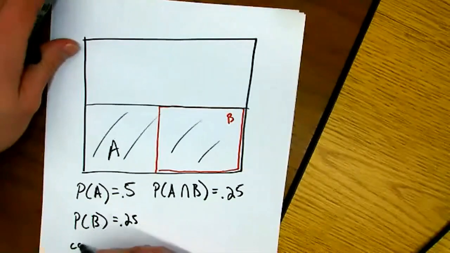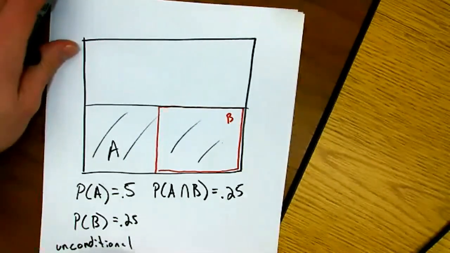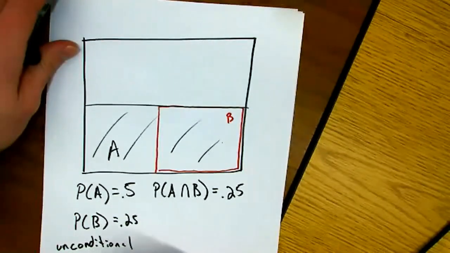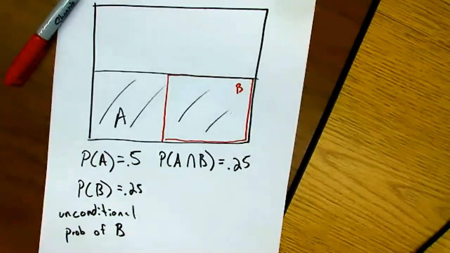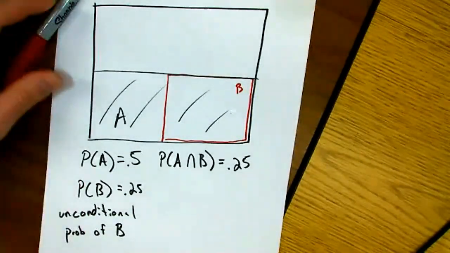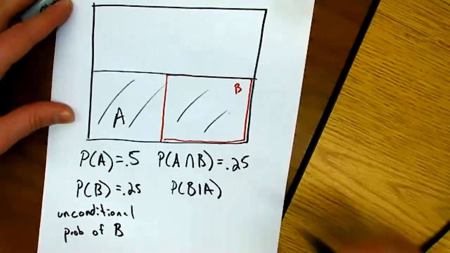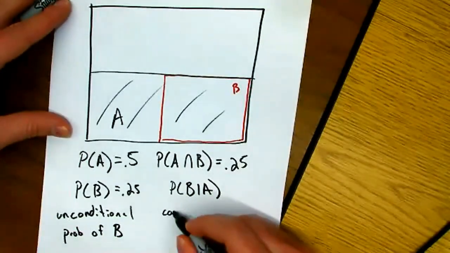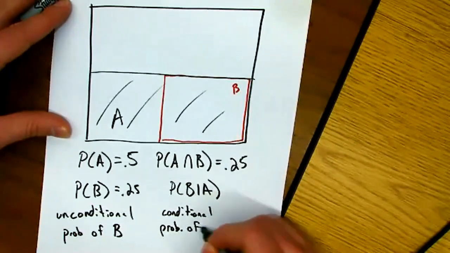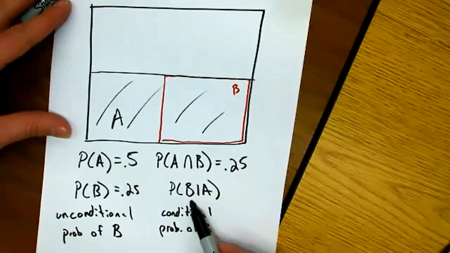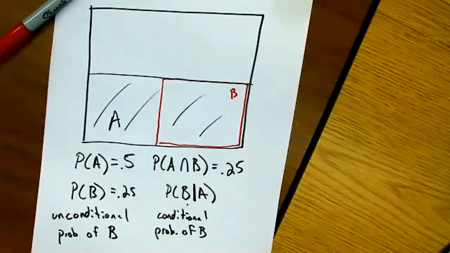So we call this the unconditional probability of B. Try to get this all in one line here. What if I want the conditional probability of B? Because we're still looking for the probability of B, but we've now conditioned on something else, okay?